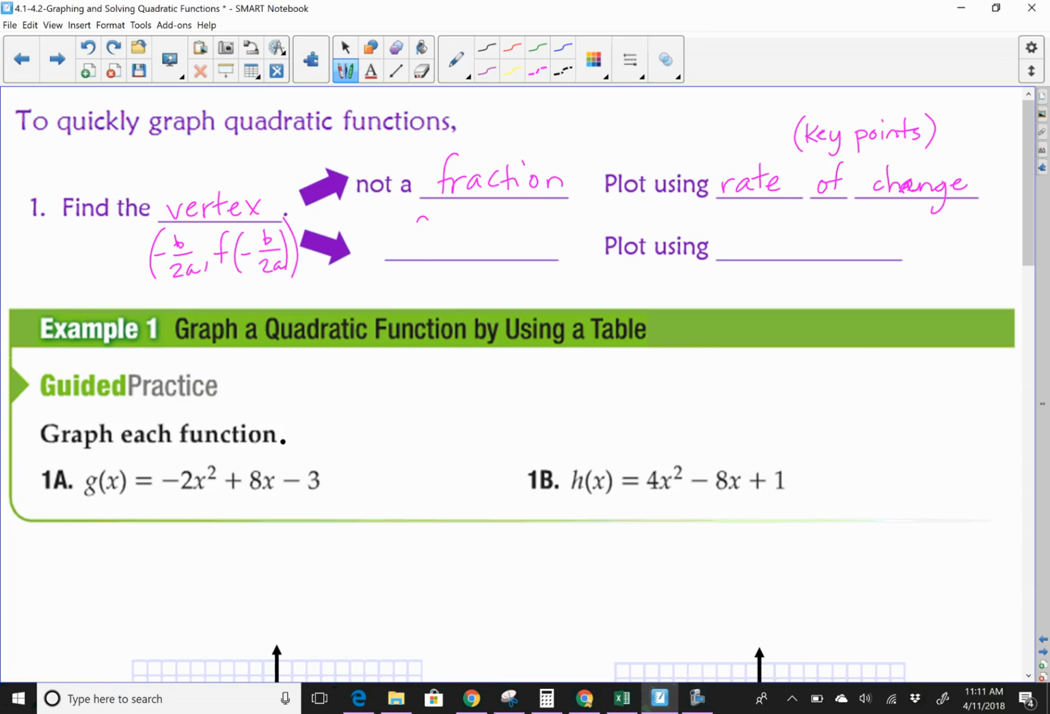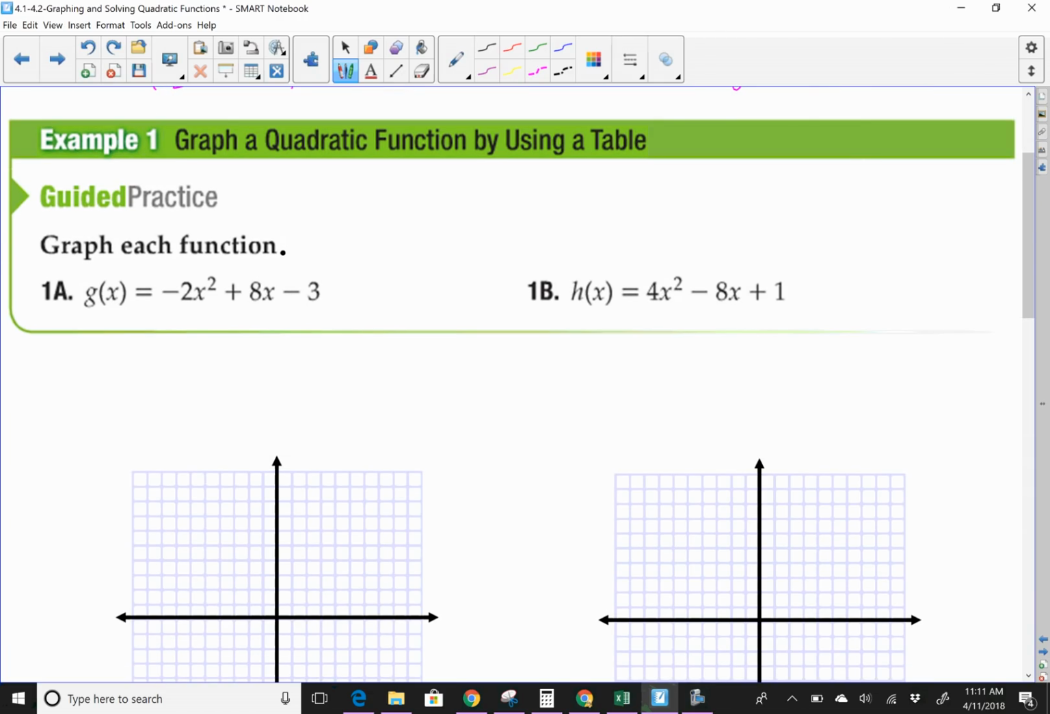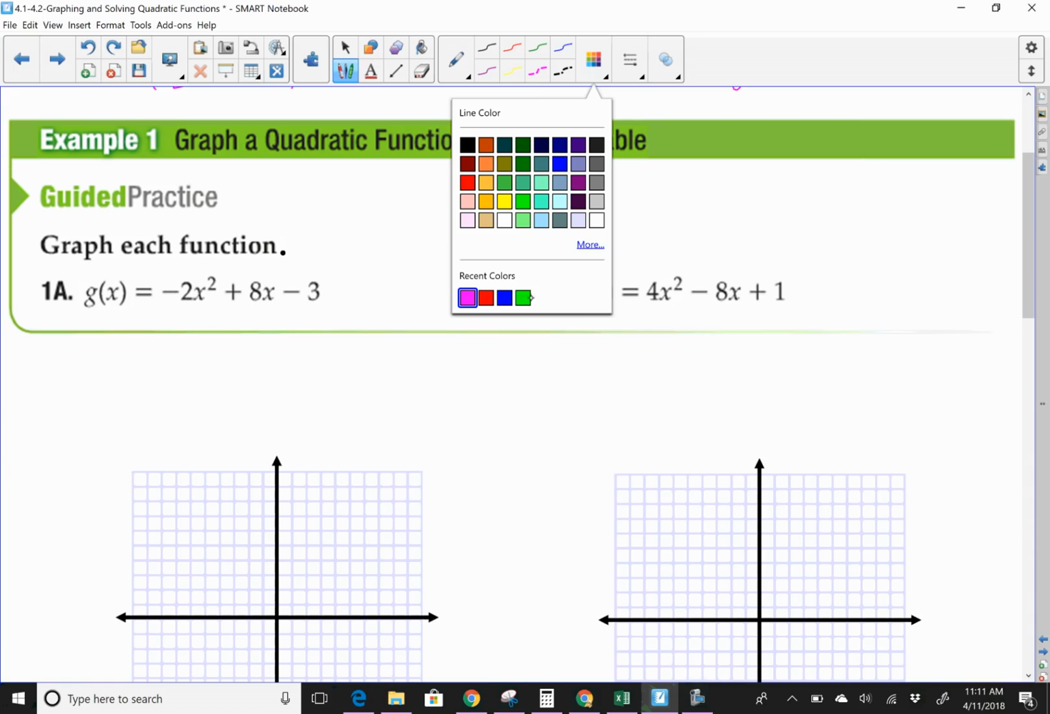Okay, now if you do get a fraction, you can still use those key points. I do think it's easier, but some people don't feel comfortable with that. So you might prefer to graph the y-intercept and then use a table of values. Depending on how many points you need to find, I just like you to fill up the graph. Okay, so let's do a few of these and look at them. So if we have negative 2x squared plus 8x minus 3, then let's try something different here.